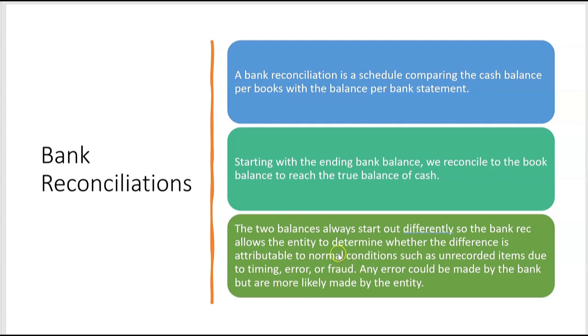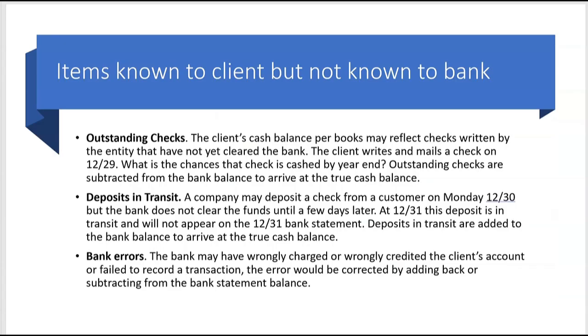And the bank rec allows the client to determine whether the difference between those two balances is attributable to normal conditions or not. Normal conditions would include unrecorded items due to timing, but then other items that might attribute to the difference might be error or fraud. Any error could be made by the bank, but errors are more likely to be made by the client. So we start with the bank statement balance of cash at the end of the period. Why is that not the true balance of cash? Because of things like outstanding checks, deposits in transit, and possible bank errors.